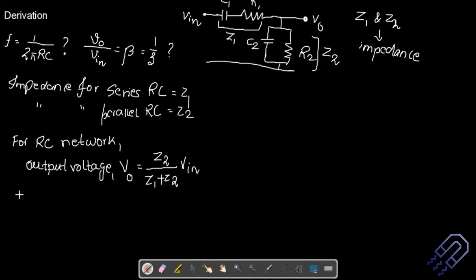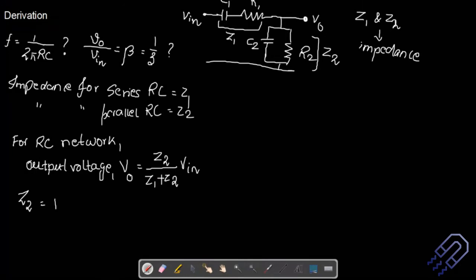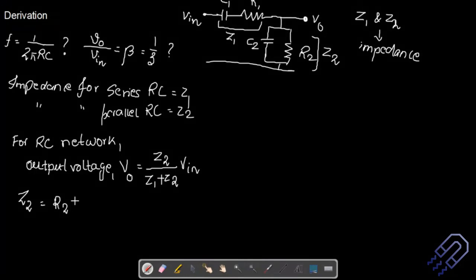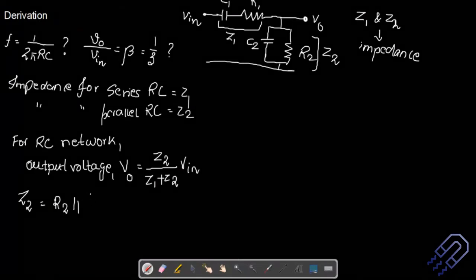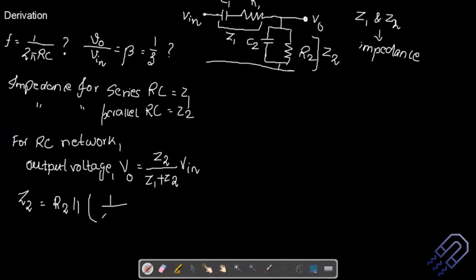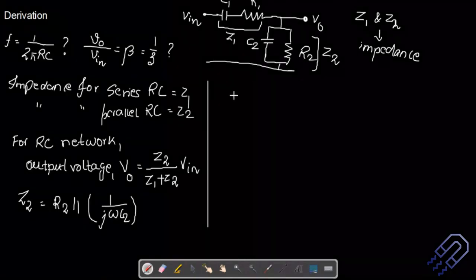So what we do is, for Z2, you can see that this R2 is parallel to the reactance of the circuit of C2. The reactance is 1 divided by J omega C2. Now we can do the calculation separately, and let me do it anyway, because it will be a bit more clear to you. R and C are both connected in parallel.